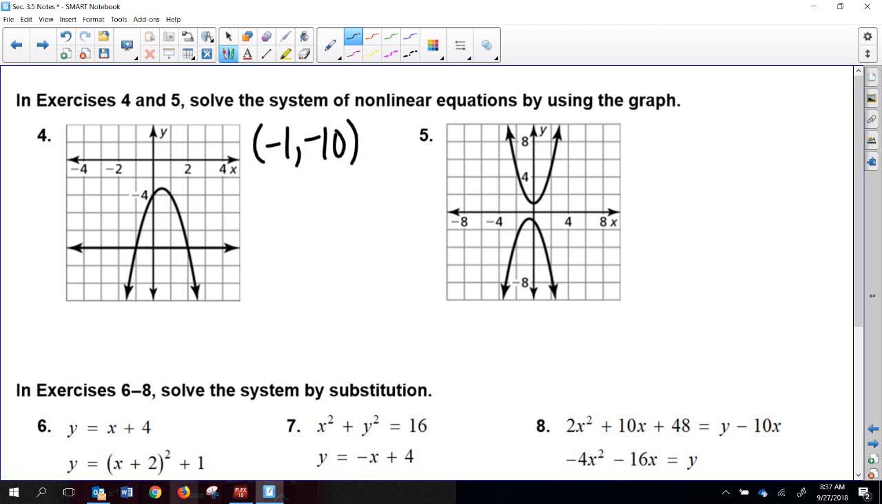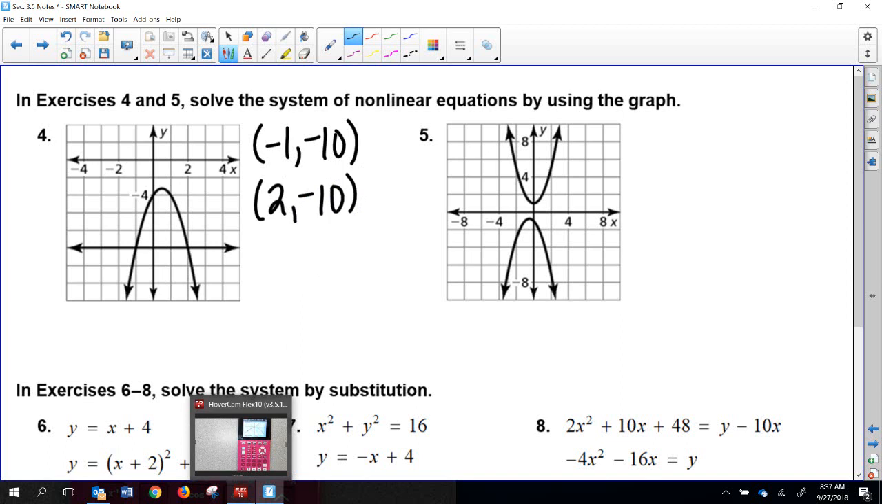Okay, and then Sai, what about the other one? 2, -7. Right. So those are the 2 solutions to that one. And then what about number 5? Abby, what do you think about number 5? No solution. Good.